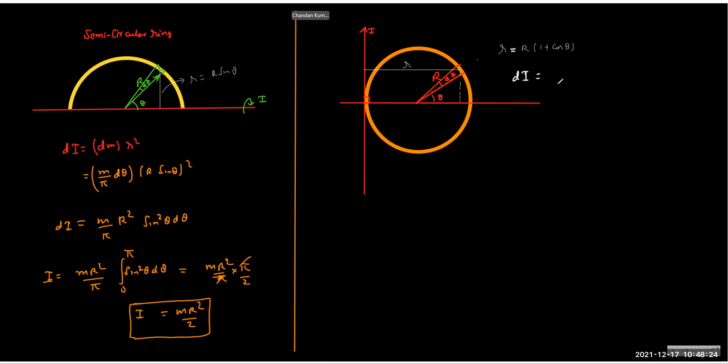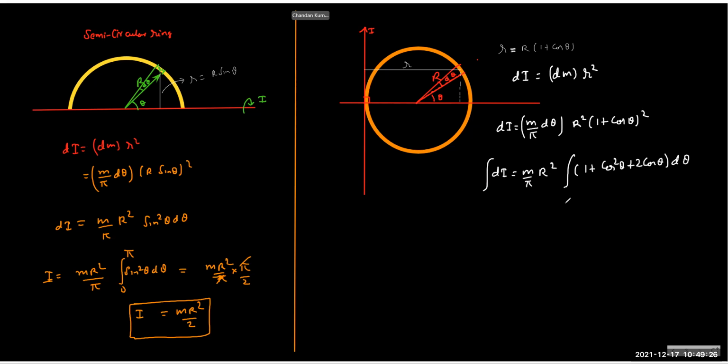So dI will be equal to dm into r square, and the dm we can write in the same fashion as M by pi d theta, and the r square we can write as r square (1 plus cos theta) whole square. So it is not difficult, you just need to expand it and then integrate. You can expand it like 1 plus cos square theta plus 2 cos theta, something like this. Integration is not difficult at all. You know how to integrate.